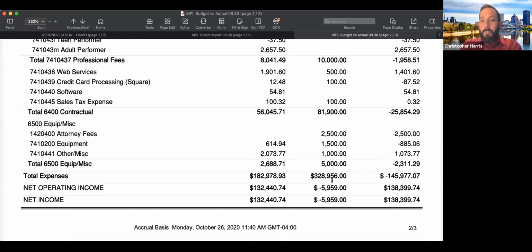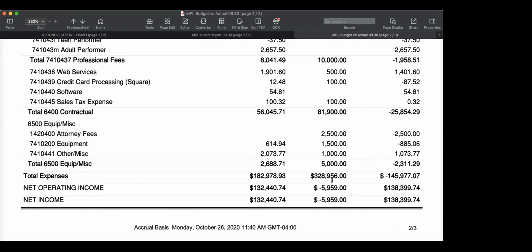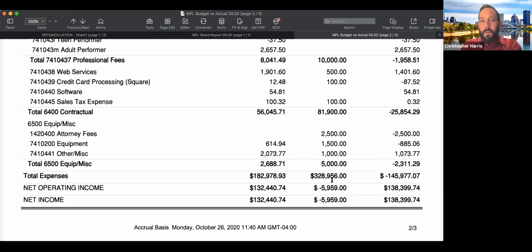So operating income, we were budgeting a $6,000 loss through September, and we're actually at net income through September of $132,000. Now again, $40,000 is going to come right off the top as soon as we write that check to the town. But still, you're looking at about $100,000 compared to $6,000. So it's almost a $100,000 swing from budget versus actual, and the vast majority of that is in payroll costs and just reduced operations because of COVID.